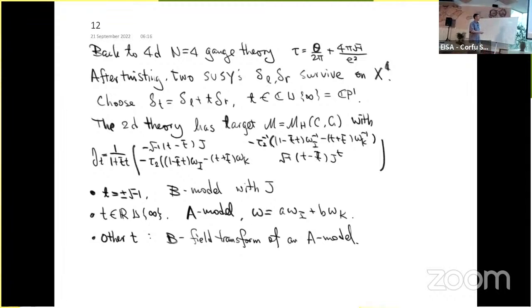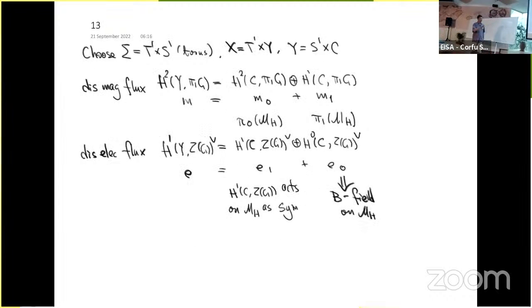So in particular, when T takes this parameter, the theory is a B model with complex structure J. And if T is real or infinity, this is an A model, which is based on a symplectic form, which is a linear combination of omega I and omega K. And for other T, it's again related to an A model in a simple way.